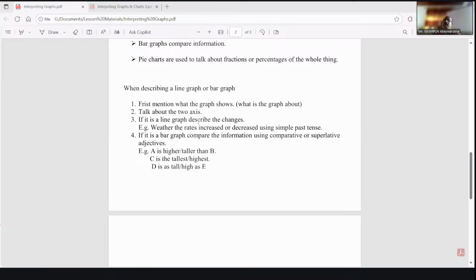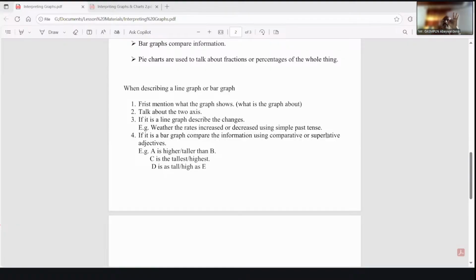Then we'll have a look at the other side, bar graph. What will happen if it's a bar graph? If it's a bar graph, compare the information using comparative or superlative adjectives. There are different ways to make comparative and superlative adjectives. There are 3 different ways.